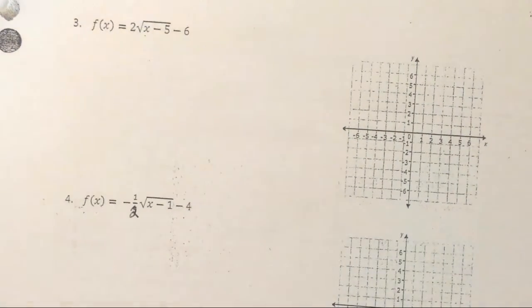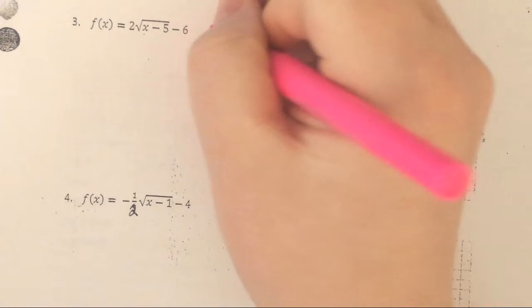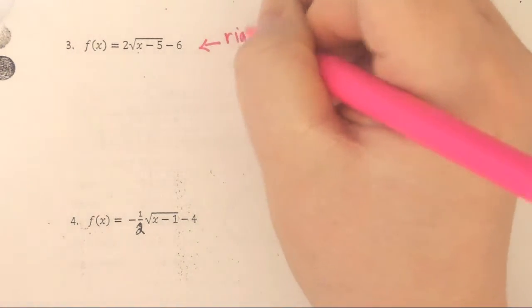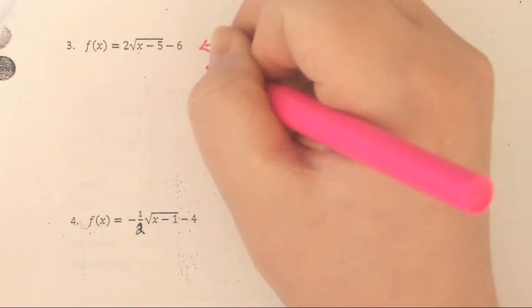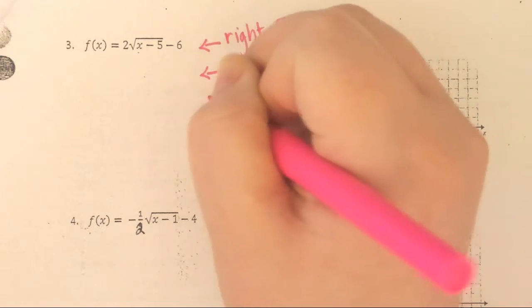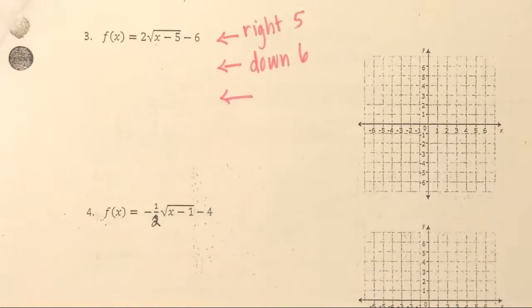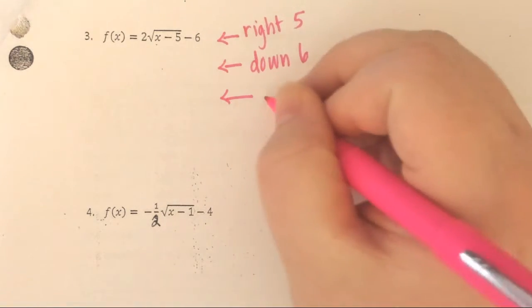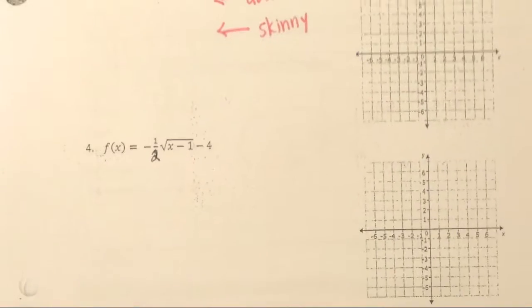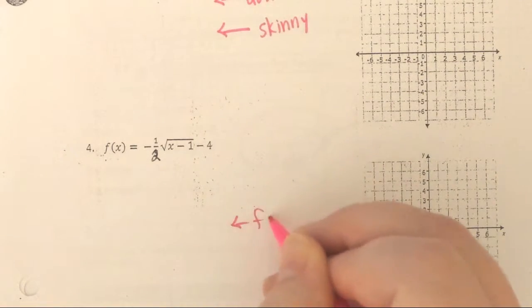They do. And so 5 gets the point. I know the minus 5 makes me move right 5. I know the minus 6 makes me move down 6. What does the 2 make me do? It does change the width. Does it make me fat or skinny? It makes you skinny because, what makes you fat? Fractions make you fat, so I already know on this one it's a fraction, so I'm going to be fat.